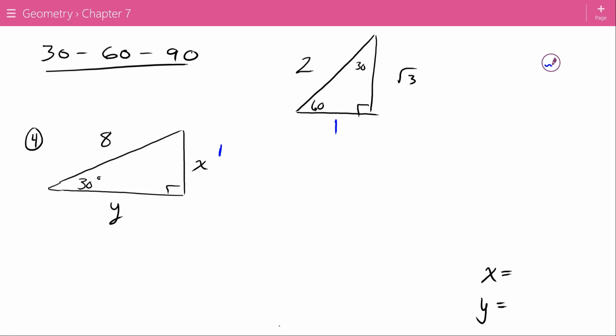In problem number 4, we're given a 30-degree angle, a 90-degree angle, which means the other angle has to be 60, so it's going to follow my pattern. Across from 30 is a 1. Across from 60 is a square root of 3. And across from 90 is a 2.